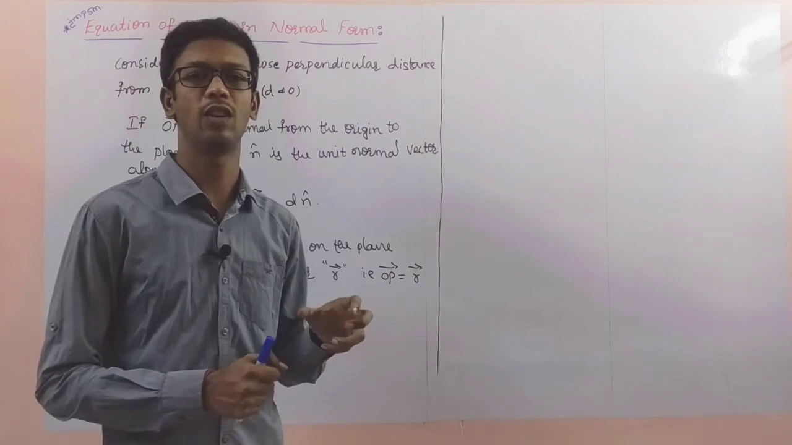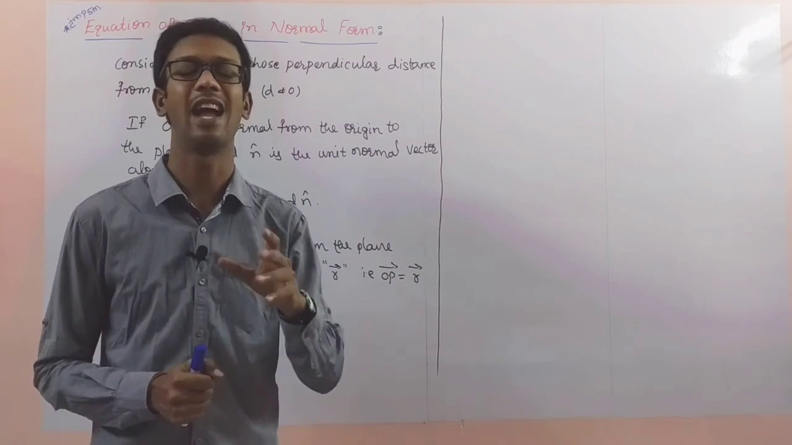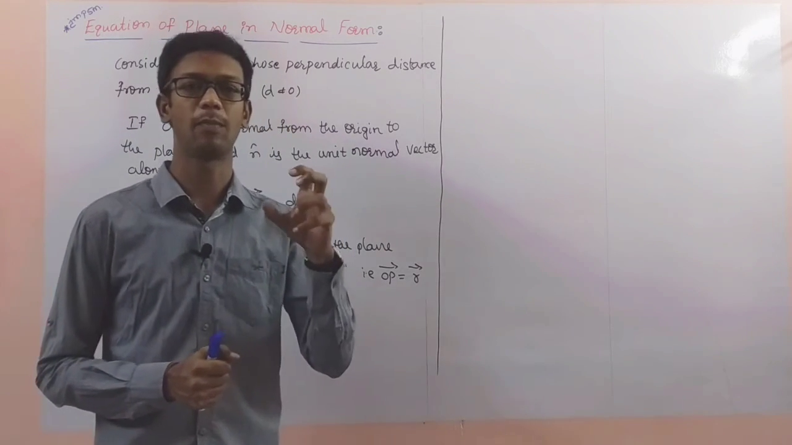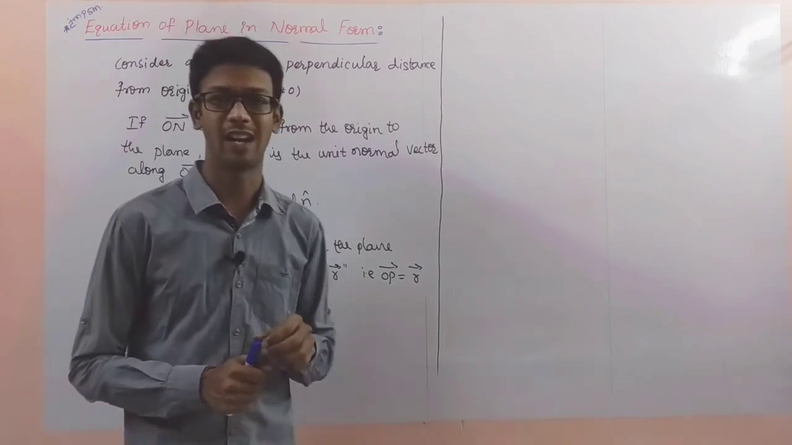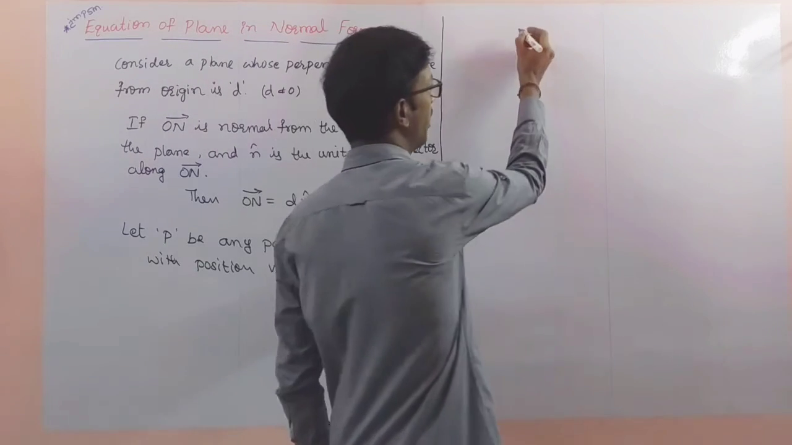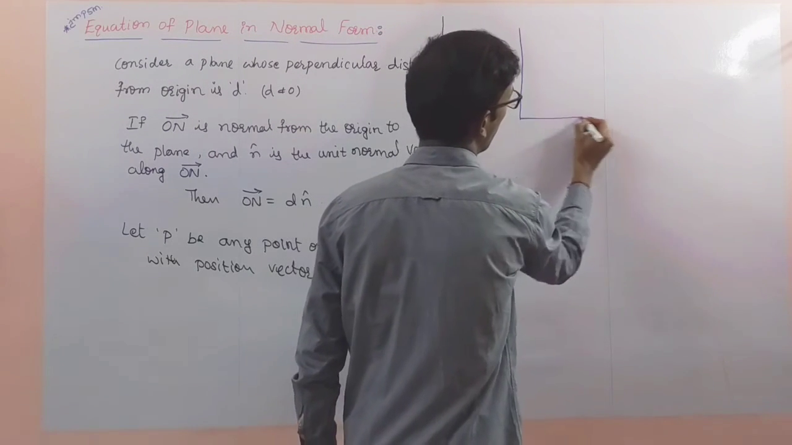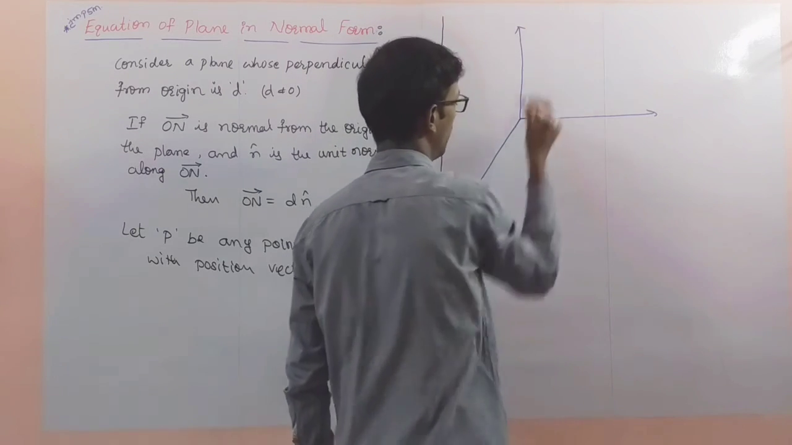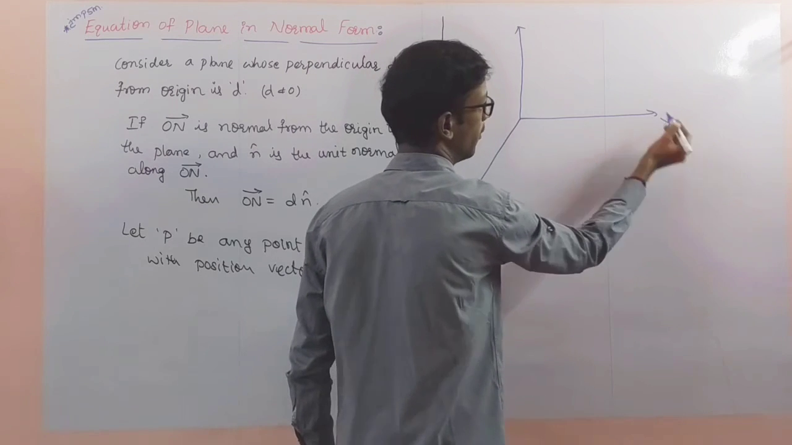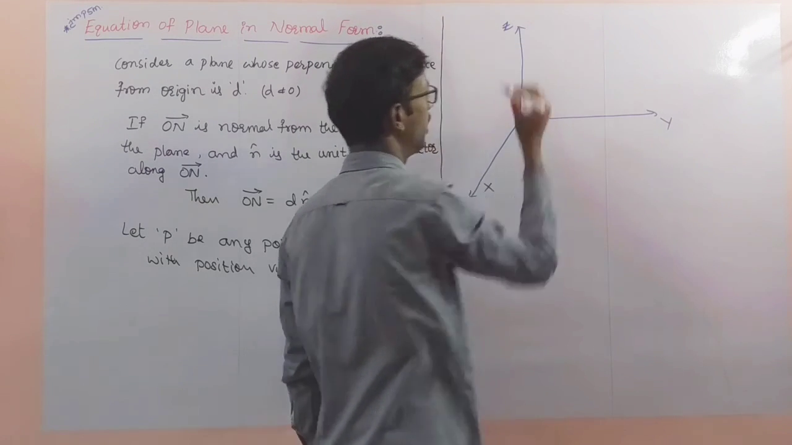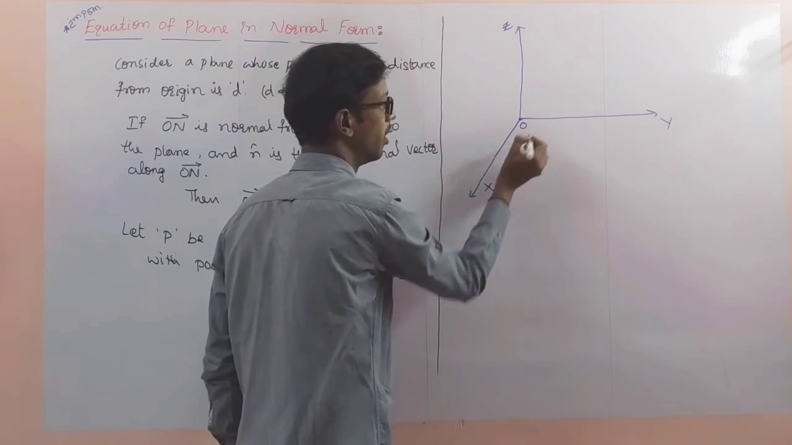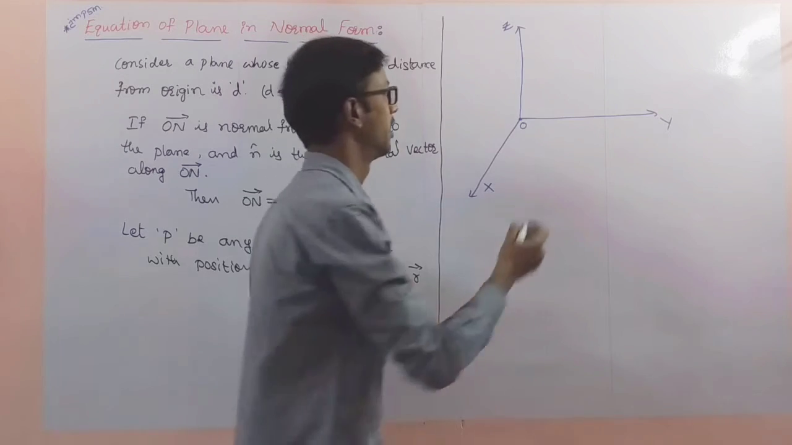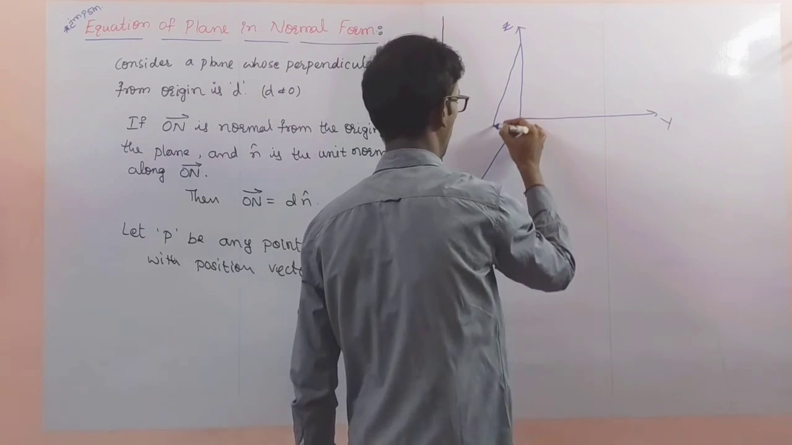For every equation, for lines or planes, the diagram is very important and it carries 1 mark. For the diagram, 1 mark is there. So for that purpose, first I will draw the diagram here. First of all, take the rectangular right-handed system, that is nothing but the x, y, z axes. Origin is O. Take one plane in space.